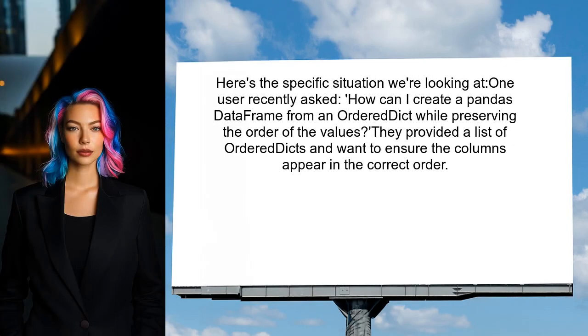Here's the specific situation we're looking at. One user recently asked, how can I create a Pandas data frame from an ordered dict while preserving the order of the values? They provided a list of ordered dicts and want to ensure that the columns appear in the correct order. Sound familiar? Let's dive into this together.